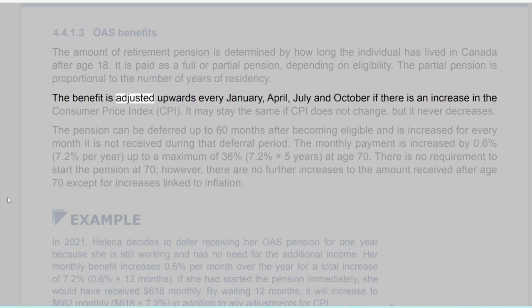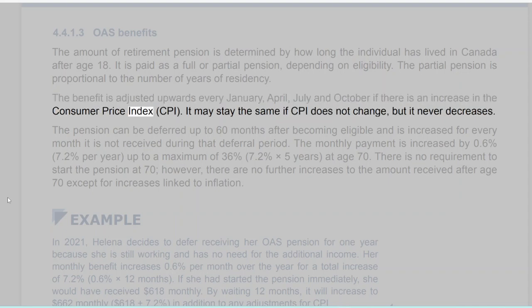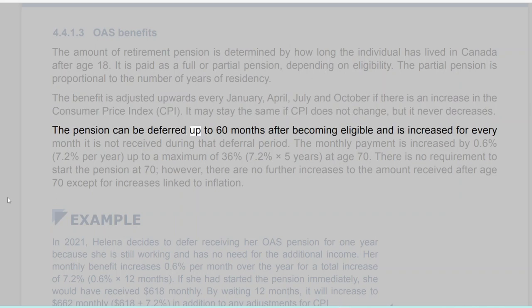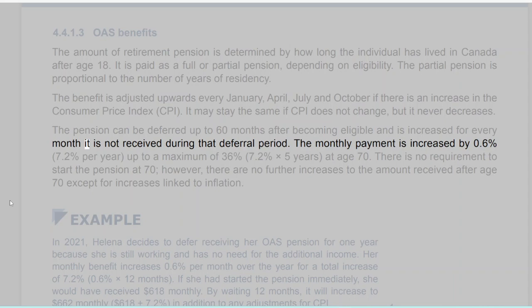The benefit is adjusted upwards every January, April, July, and October if there is an increase in the Consumer Price Index, CPI. It may stay the same if CPI does not change, but it never decreases. The pension can be deferred up to 60 months after becoming eligible and is increased for every month it is not received during that deferral period.